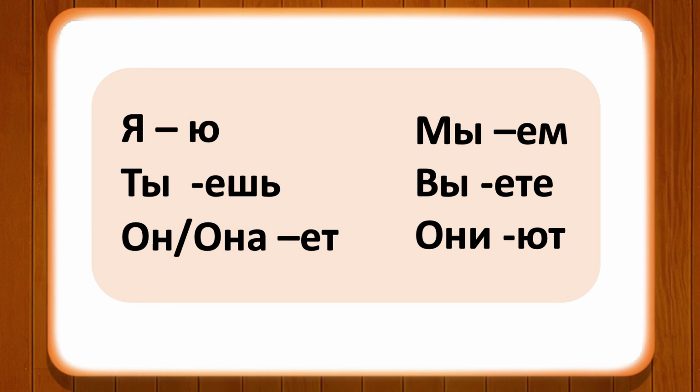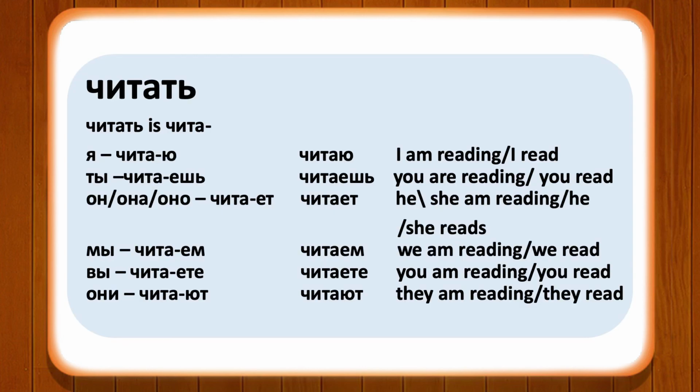I will repeat. For pronoun я, you add у to the stem. For pronoun ты, you put ешь. Он, она, ет; мы, ем; вы, ете; они, ут. Let us use these endings and make the conjugated forms of verbs in Russian. Let us take the verb читать and make the present tense form of this verb.